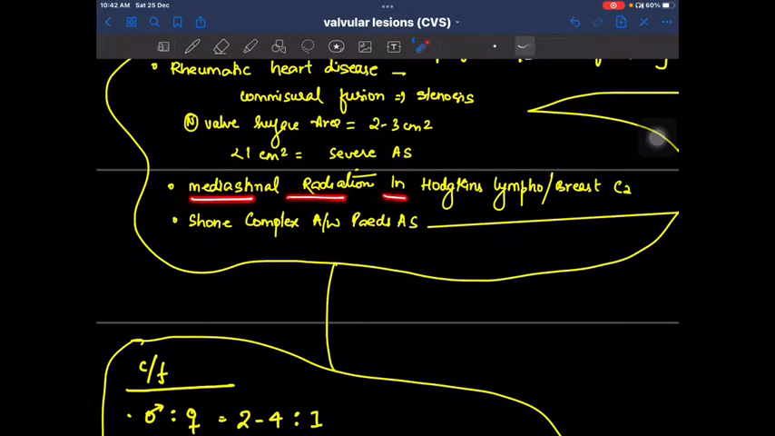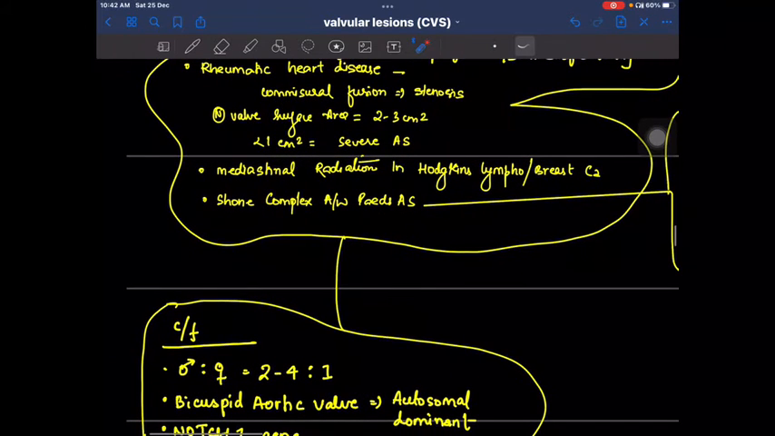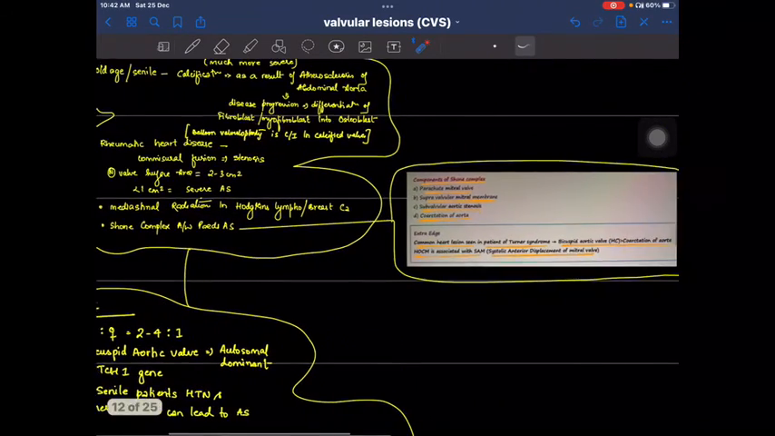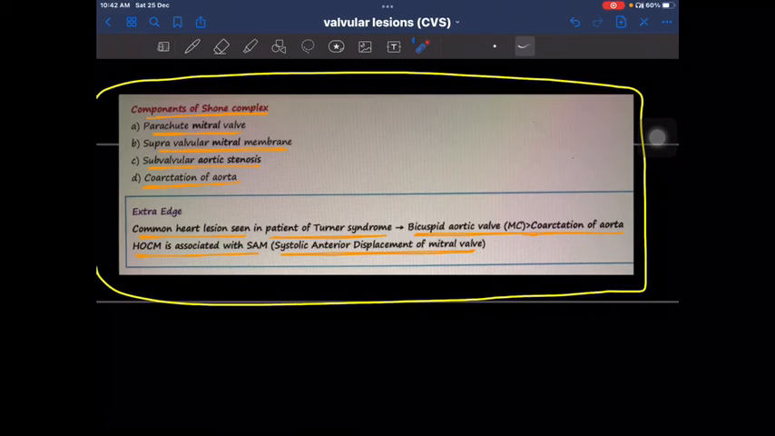Mediastinal radiation in Hodgkin's lymphoma and in breast cancer: when you give radiation, what will it do to the valve? It will cause stenosis. There is something called Shone complex. It is associated with pediatric aortic stenosis. What are the components of Shone complex? This is an important question which can be asked to you in your central institutes.